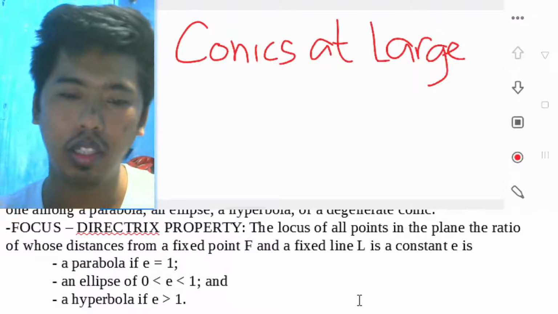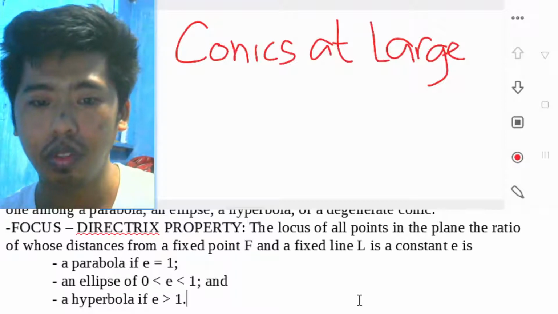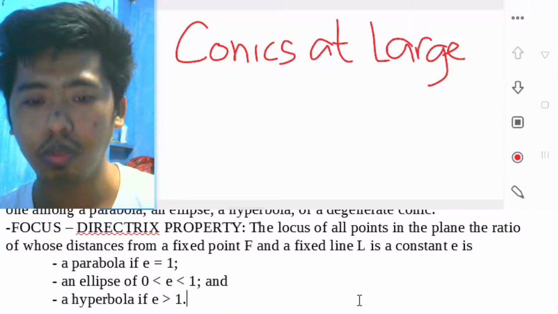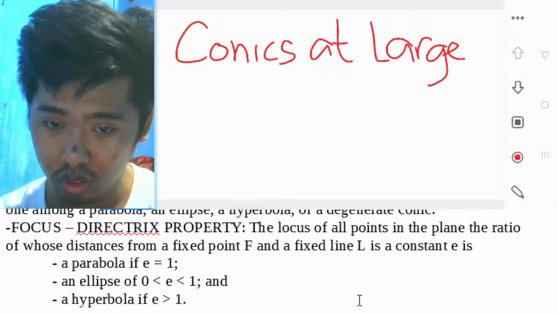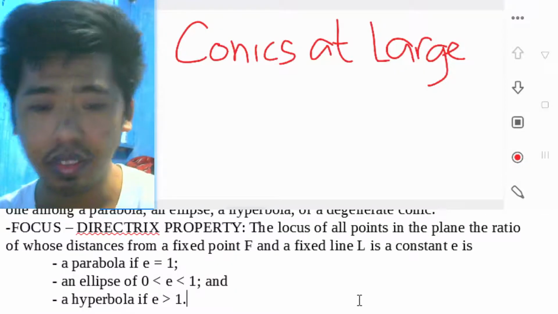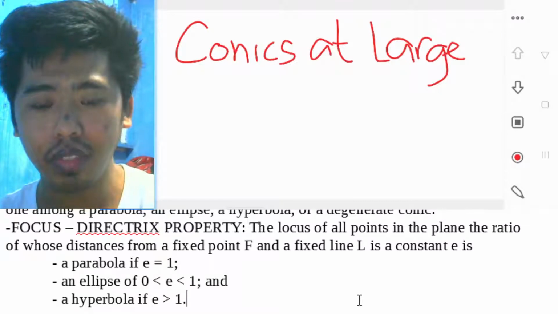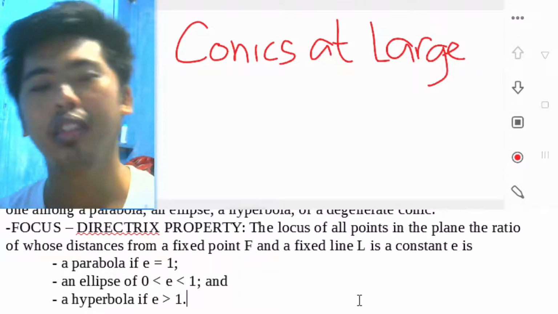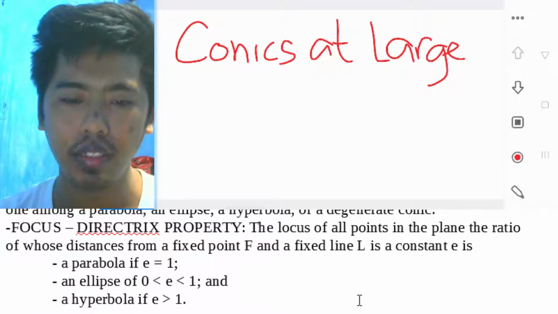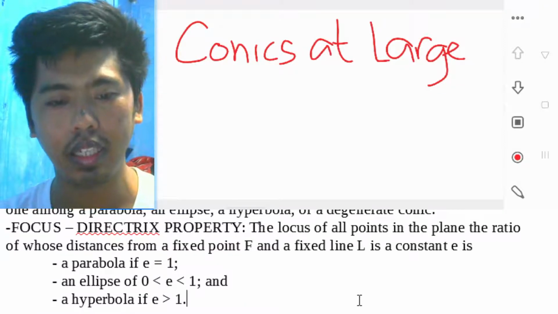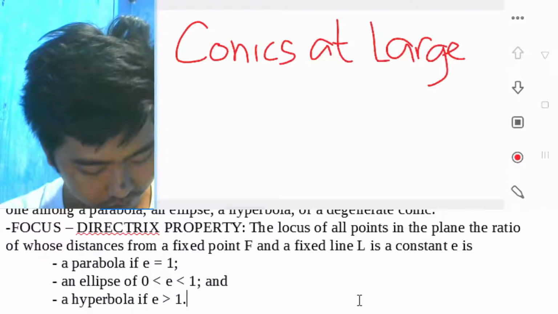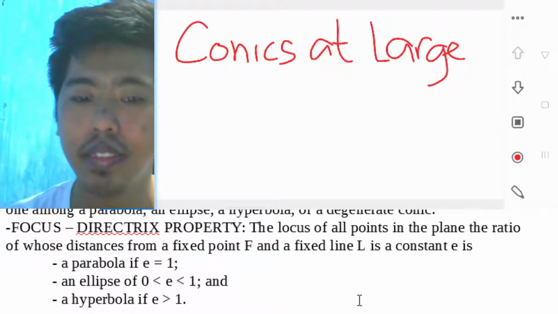A parabola if E is equal to 1. An ellipse if E is greater than 0 but less than 1, so from 0.1 to 0.99, something like that. And a hyperbola if E is greater than 1. So it is easy to recognize. If the eccentricity equals 1, that is a parabola. If the eccentricity is between 0 and 1, that is an ellipse. If the eccentricity is greater than 1, that is a hyperbola.